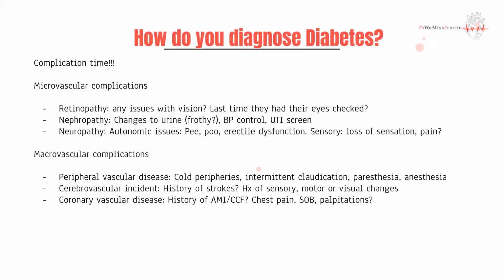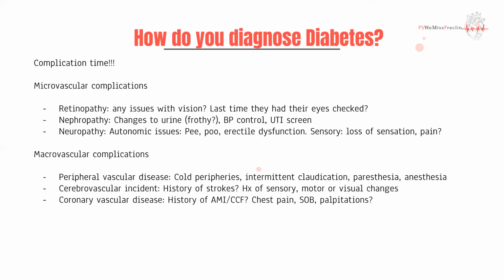Neuropathy, so autonomic issues: pee, poo, and erectile dysfunction is how I think about it. So issues with urine, so bladder: urinary incontinence and urinary retention, fecal incontinence and erectile dysfunction are all very important to ask for. You can also ask for things like orthostatic hypotension and check for it as well. And finally, in terms of sensory changes, ask about loss of sensation, pain, if they feel particularly cold in the limbs, and diabetic neuropathy typically presents in a glove and stocking fashion, affecting the peripheries first.